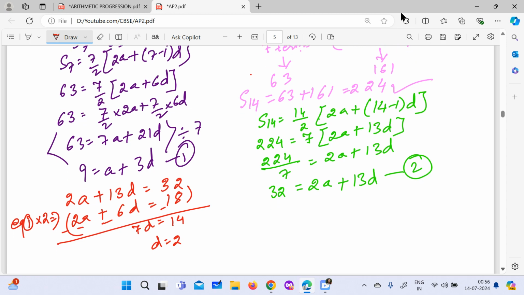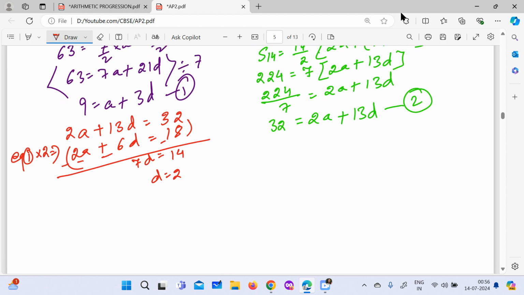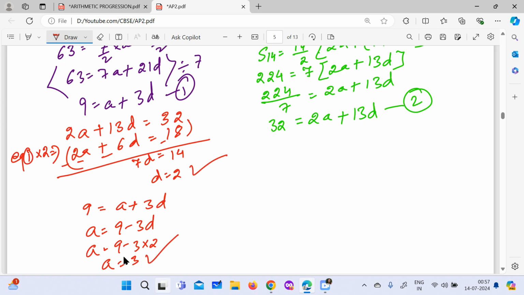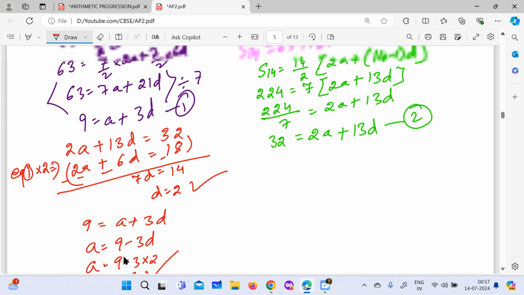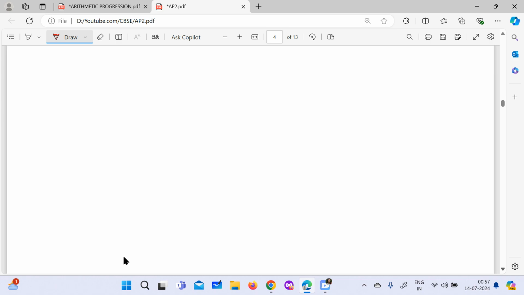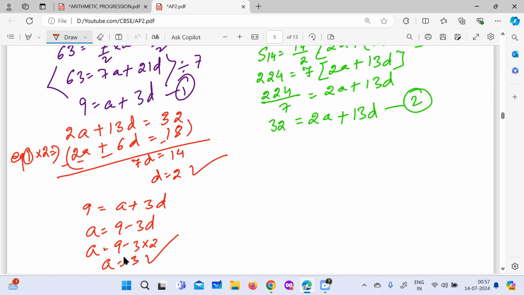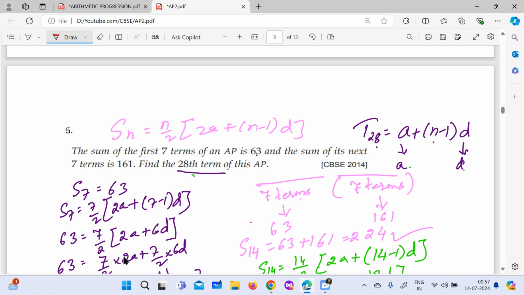So once we have the value of d, it's easy to find the value of a. What you can do is 9 equals a plus 3d. Then a equals 9 minus 3d, and a equals 9 minus 3 times 2. a equals 3. So you have the value of d and you have the value of a. See, this is what we were looking for. Now we can find T28, the 28th term.